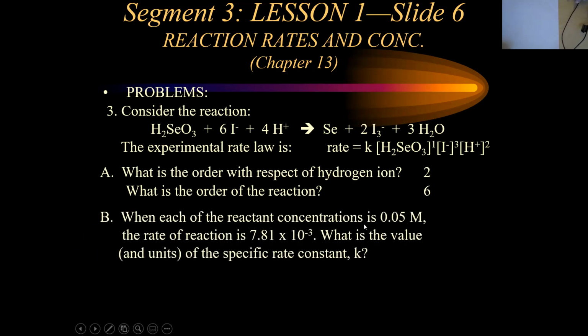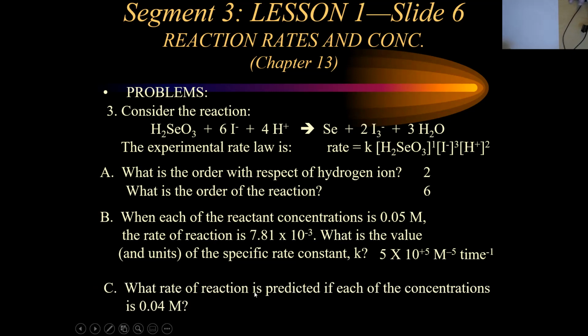When each of the reactants' concentration is 0.05 moles per liter, the rate of the reaction is 7.81 times 10 to the negative 3. What is the value in units of the specific rate constant? Well, we've got the numbers in there. Each of these concentrations is 0.05. So 0.05 to the first power times 0.05 to the third power times 0.05 to the second power is 0.05 to the sixth power. And so we'll know this number. We know what the rate is, this number. We solve for k to get this number.